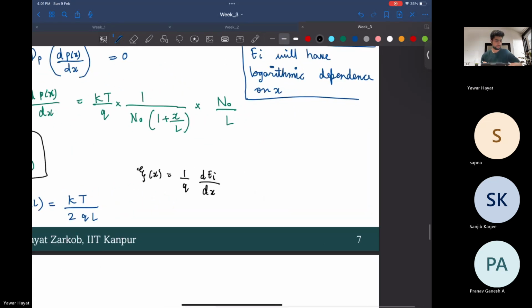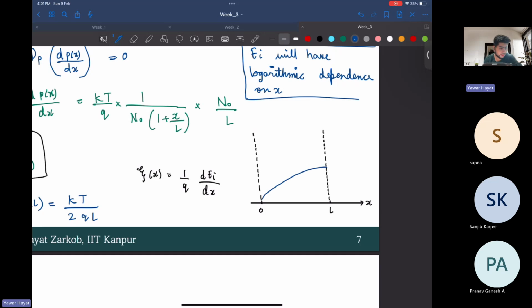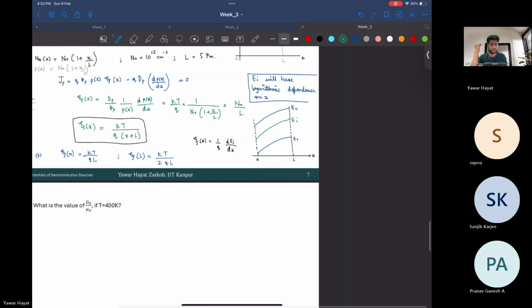So we have the following. This is your 0. This is your L. This is EV. This is EC. And this is EI. Right? And this dependence that I just drew is natural logarithmic dependence. Okay, so this finishes this question.